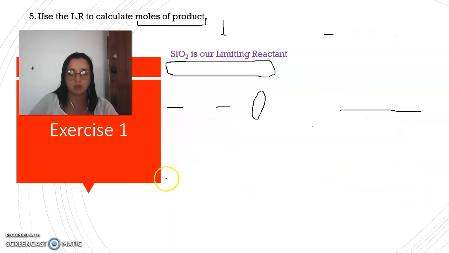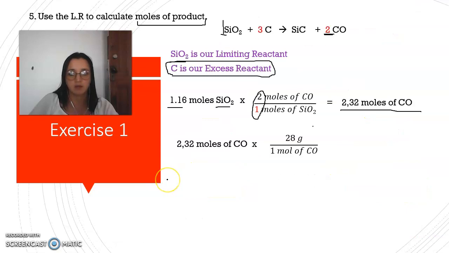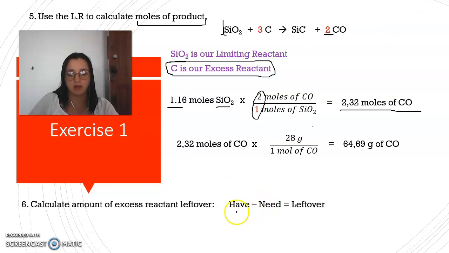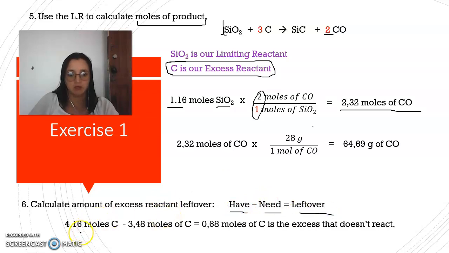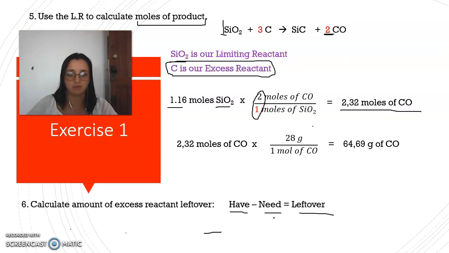So that's what we need to do. Just a subtraction of what I have minus what I need, and that will be my leftover, which is this 4.16 minus 3.48, which turns out to be 0.68 moles of carbon is the excess that doesn't react in the reaction.